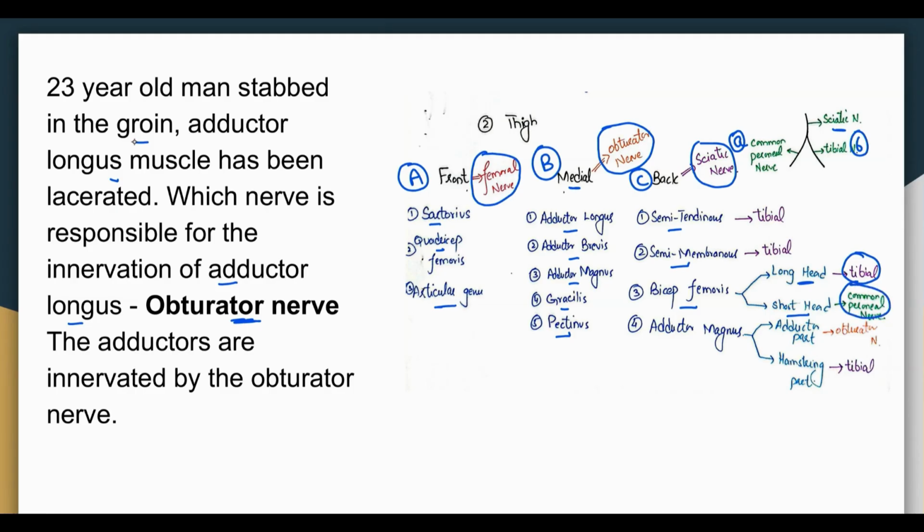Whereas the adductor magnus has two parts. The adductor part, which is present in the medial compartment, is supplied by the obturator nerve and the hamstring part is supplied by the tibial nerve.